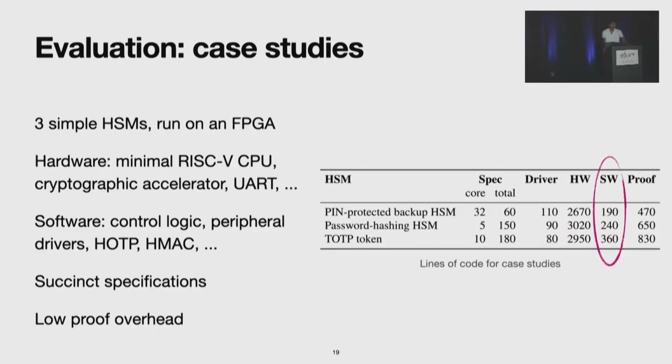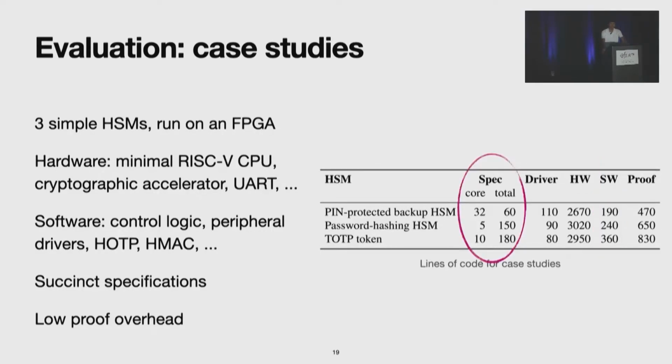On the software side, we have, in a combination of C and assembly, control logic, peripheral drivers, and in a couple of our examples, crypto-related code as well. So we have an implementation of HOTP and HMAC. And this is some interesting interaction between software and hardware. We have part of the implementation in software, and then the actual SHA-1 block function is done in hardware, so it's fast.